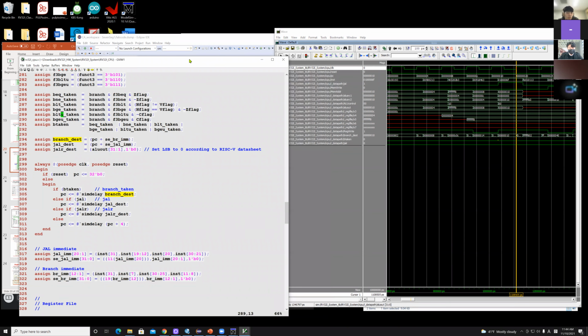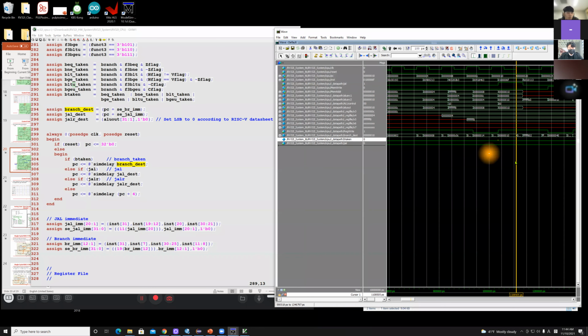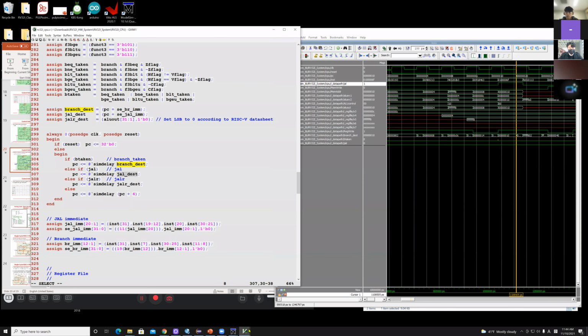Verilog description, if you look at this, branch taken is 0, right? Branch taken is not asserted, and JAL is asserted here, 1 to 1. So that is why the program counter is updated with the JAL destination. Oh shoot, I didn't put JAL destination. Let me put that signal, JAL destination.